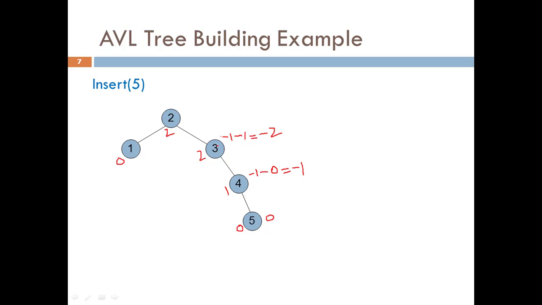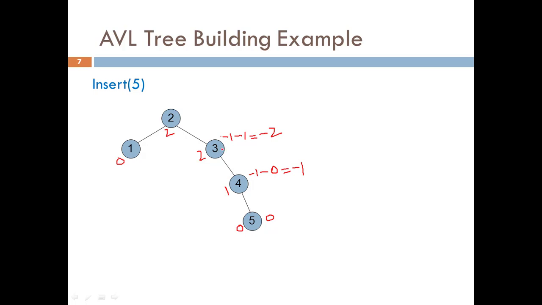But remember, we did not perform the rotation for this one. Once we perform the rotation for this node, we will see that this node will no more have the balance factor of minus 2. Okay, so just look at this.